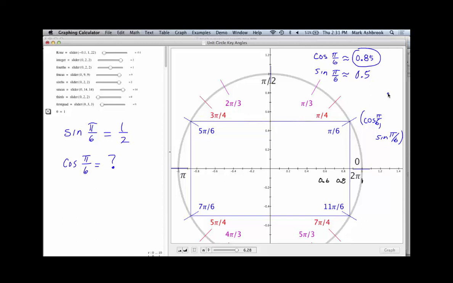So it says use fractions. So use 1/2. Don't use 0.5. It'll be more convenient. Okay? Use 1/2, not 0.5.